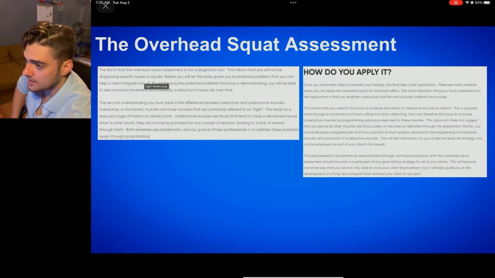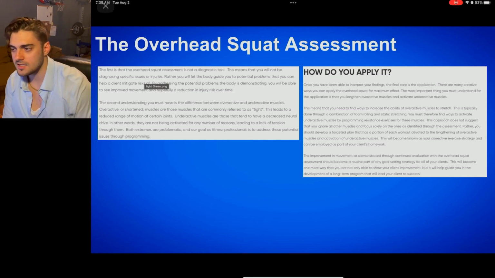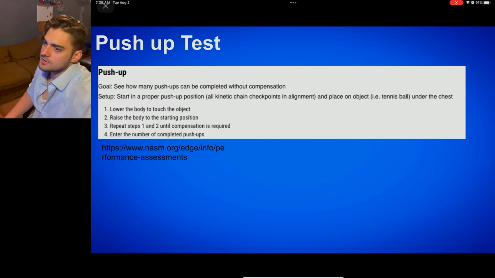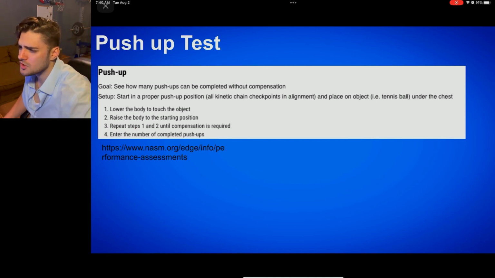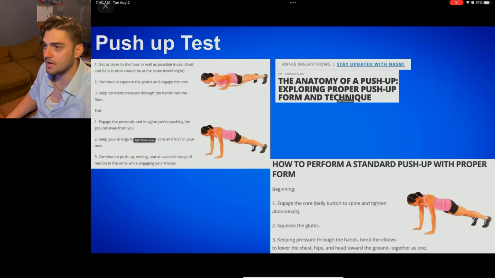If you take your client through an overhead squat assessment, you're not diagnosing them with anything, but you're looking for those overactive and underactive muscles so that you can do corrective exercise, and then over time you'll see improved movement. You got it. And the push-up test. The goal is to see how many push-ups can be completed without compensation. Lower back, repeat steps 1 and 2 until compensation occurs. So just have them do push-ups until failure, until they start to have bad form.